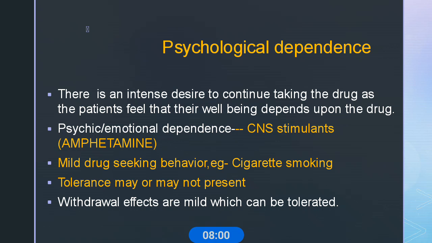This produces certain withdrawal symptoms like euphoria, restlessness, insomnia, aggression, psychotic state, and hallucinations. With repeated use, this produces long-lasting behavioral abnormalities, and psychosis may be present. In this case tolerance may be present, and withdrawal effects are mild compared to physical dependence, with mild drug-seeking behavior, for example cigarette smoking.